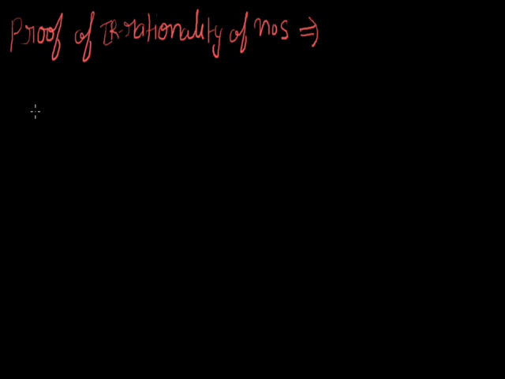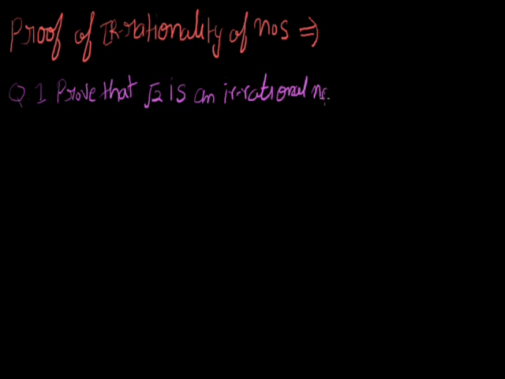We solve a few questions. Our first question is: prove that root 2 is an irrational number. Okay, now let us come to the solution of this question. How will we solve this question? If we want to prove that root 2 is an irrational number, what can we do? We can prove root 2 is an irrational number by the method of contradiction.